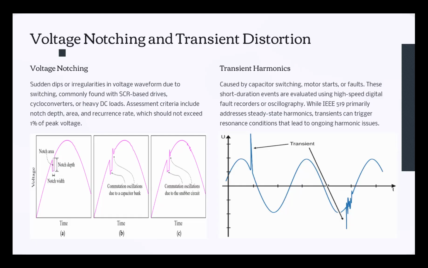So this means that controlling the transient is important, so we can prevent long-term power quality issues. Managing the voltage notch and the transient distortion requires careful design and coordination of the switching equipment and the protective devices.